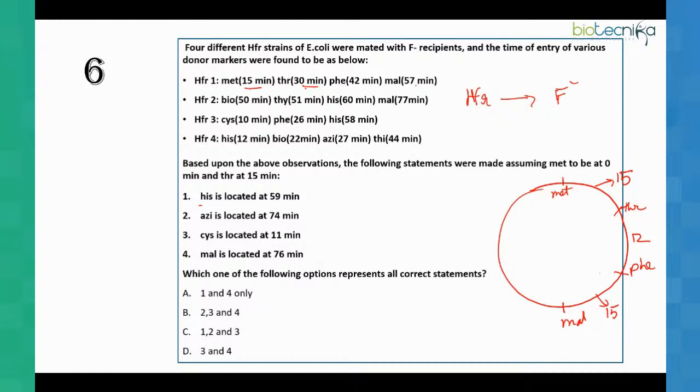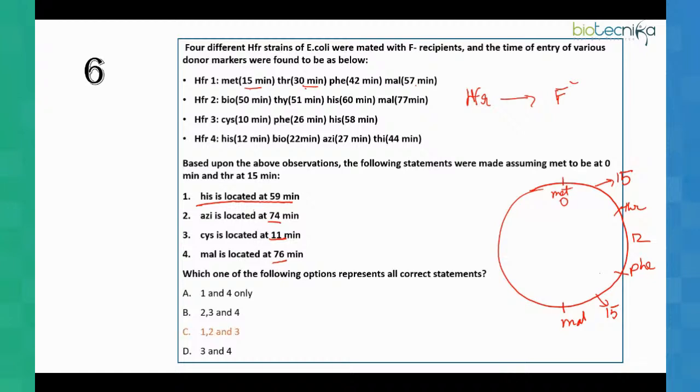Starting with MET: if MET is getting transferred at 0 minute, then is histidine located at 59 minute? Then if azi is at 74 minute, if cysteine is at 11 minute, if mal is at 46 minute. So you have to check these statements, and you will be able to check only when you have placed all these markers for HFR 1, 2, 3, 4. Fine. So when you do that and check, you will get that statements 1, 2, 3 are correct and 4 is incorrect. So guys, please try to do this question on your own.